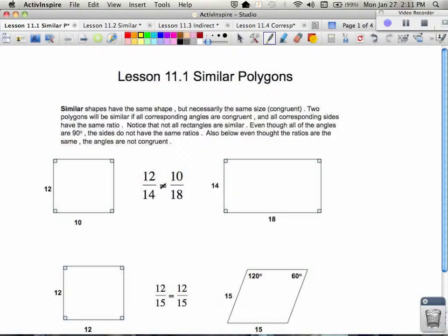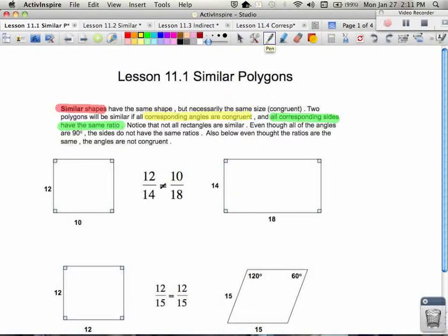Two polygons are similar if all the corresponding angles are congruent and all the corresponding sides have the same ratio. So being similar has two parts to it. Part one is corresponding angles are congruent, and part two, corresponding sides have the same ratio. Make sure you know both of those. What do I mean by that?